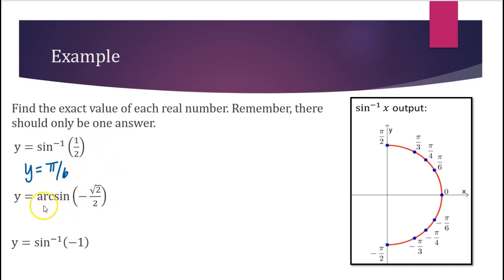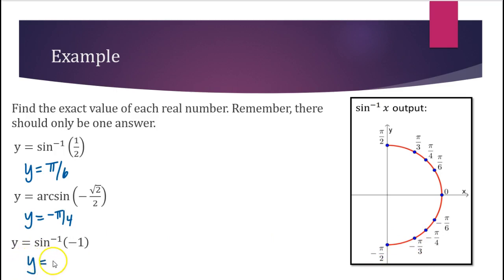And then y equals arcsine of negative radical 2 over 2. So again, what angle do I plug into sine to get out negative radical 2 over 2? Well, I have to be down here in quadrant 4, and it has to be one of these angles here. So we know that the reference angle has to be pi over 4, so it's got to be that negative version, negative pi over 4. And then finally, y equals sine inverse of negative 1. So the value that we would substitute into sine to get out negative 1 is negative pi over 2.